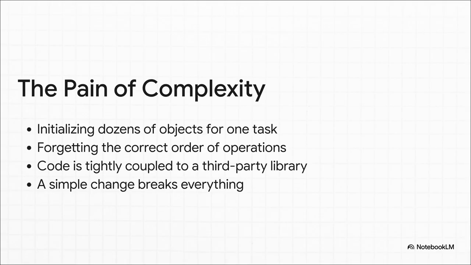You want to do something simple, right? Like, say, convert a video file. But before you can do that, you've got to initialize a video codec, then an audio mixer, then a file reader, and like a dozen other things. You miss one step or you get the order wrong, and boom, the whole thing just crashes. And what's worse, your code gets so tightly coupled to that library that when they push an update, you're stuck rewriting half your app.